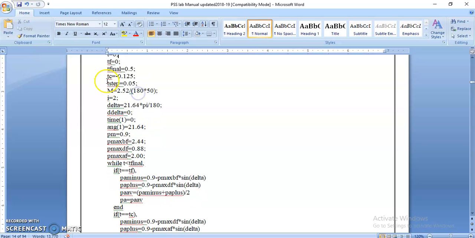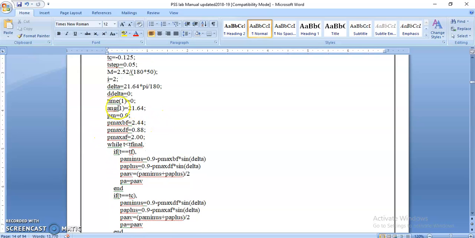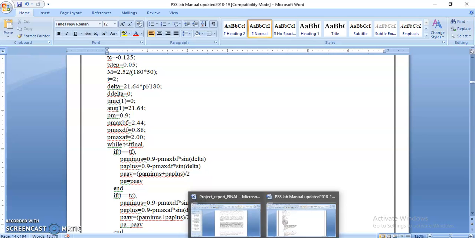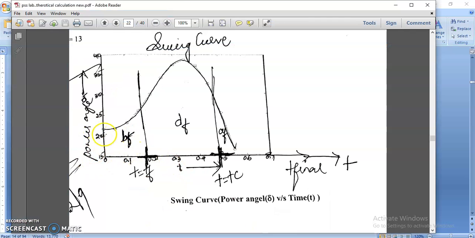Now all these values we already know. t is equal to 0, t final is 0.5, we are taking 0.5. tc we got theoretically, then t step, and this is the acceleration factor. I will count the iteration from 2, since 1 is already there. Delta we already got as 21.64, converted into radians. So d delta I will make 0, time I will initialize as 0, and for time 0 the angle we are getting is 21.64. Actually in the output, whatever I just told, the graph starts at 21.64, right?